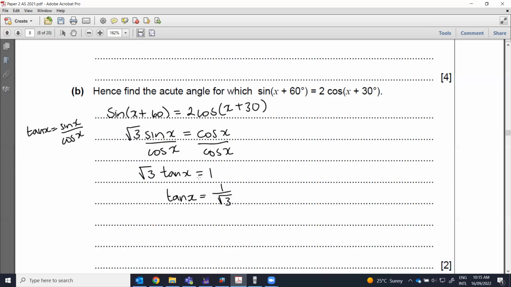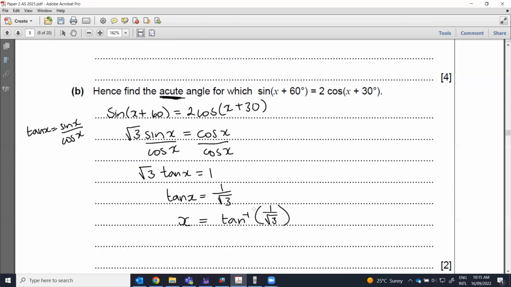If the question just said solve this, then you would have to find the reference angle. You'd look at what you have on the right-hand side and say, when is it positive, in which quadrants, and then you would get two solutions between 0 and 360. But here, because the question specifically asks you just for the acute angle, then you would say x is tan inverse of 1 over the square root of 3.